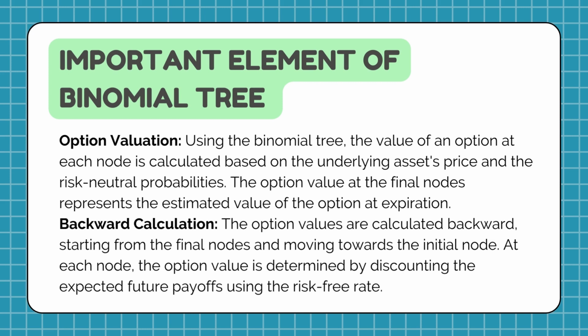So, option valuation. Using the binomial tree, the value of an option at each node is calculated based on the underlying asset's price and the risk-neutral probabilities. The option value at the final nodes represents the estimated value of the option at expiration. Backward calculation: the option values are calculated backward, starting from the final nodes and moving towards the initial node. At each node, the option value is determined by discounting the expected future payoff using the risk-free rate.